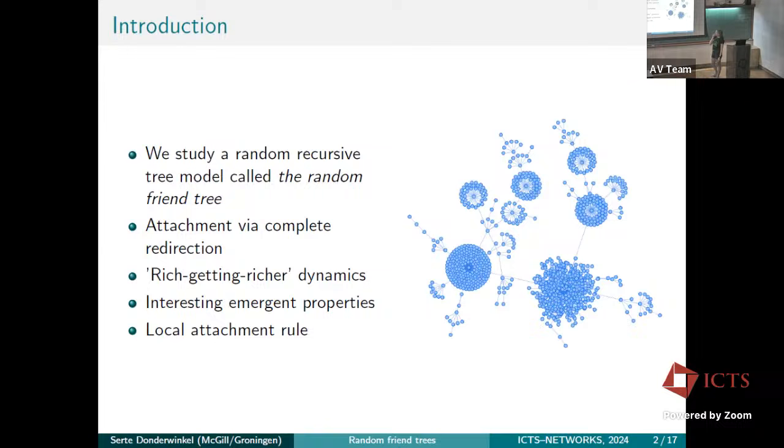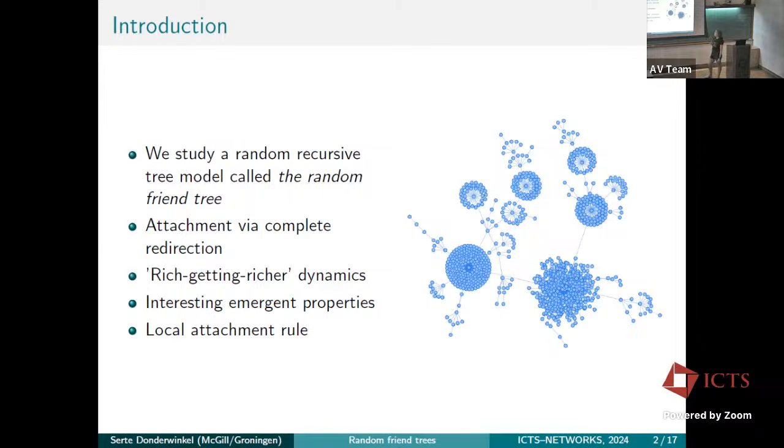It's a random recursive tree model, so it's a model of growing trees. We refer to it as the random friend tree. The attachment in this tree goes via complete redirection. What this means is that, given the tree on n vertices, you pick a node uniformly at random, and then you connect to a uniform neighbor, or uniform friend, of the node that you chose at random. So it's like you take one step of a random walk from a uniform point in the graph, and that's where you attach the new vertex.